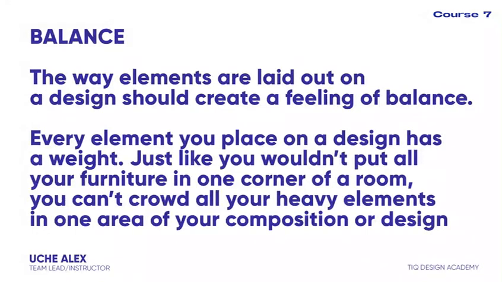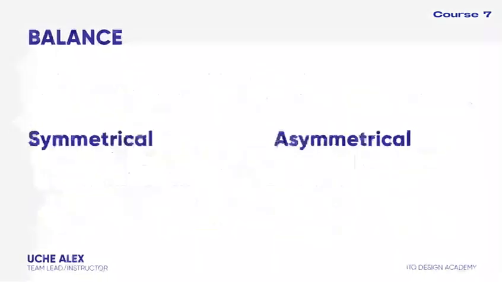When we are trying to design, it's important that the way our elements are laid out on a design should create a feeling of balance. This is because every element you place on a design has a weight. Just like in your house, where you wouldn't put all the furniture in one corner of a room, you can't crowd all your heavy elements in one area of your design. You need to spread them so that they will be balanced. And there are 2 ways you do that in graphic design. So these 2 types of balance are symmetrical balance and asymmetrical balance.